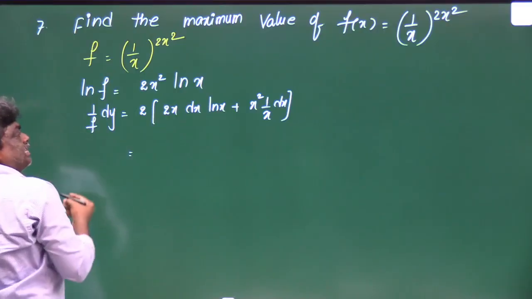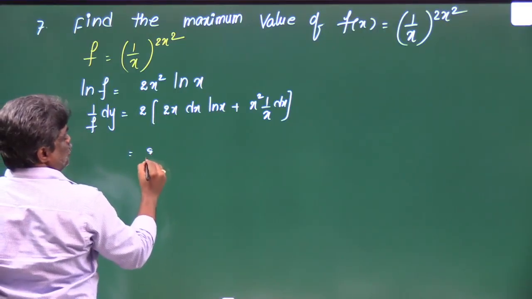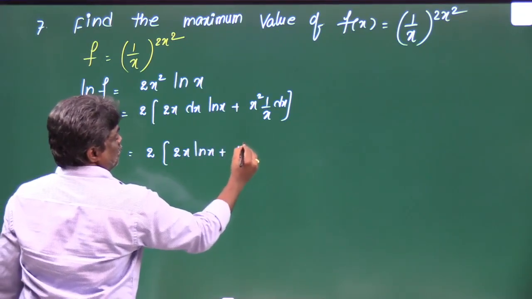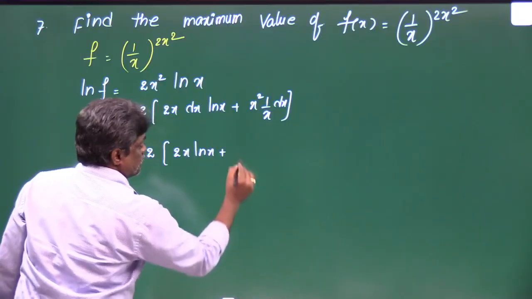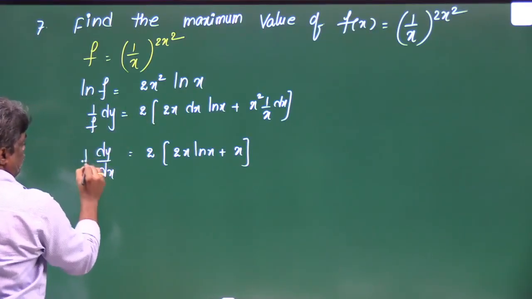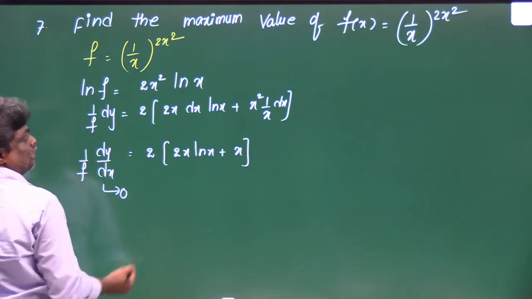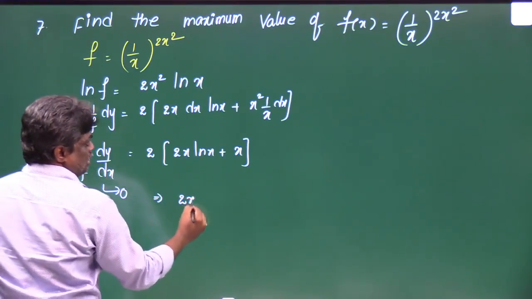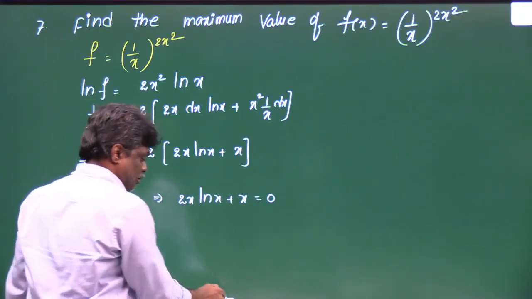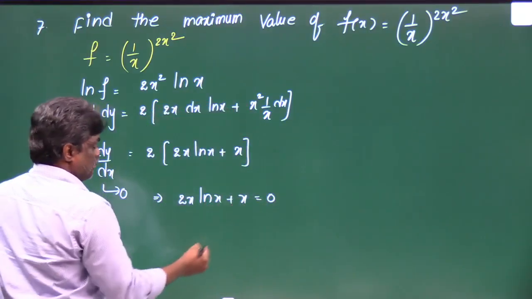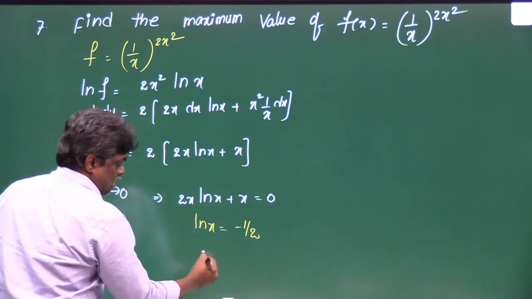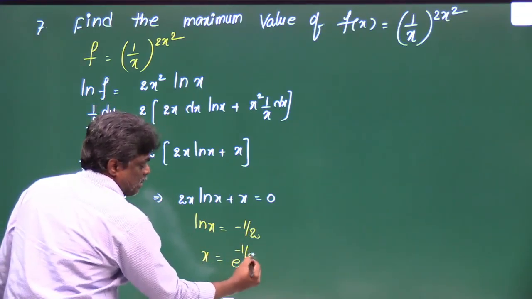So dx you can bring this side, and finally here I am getting a 2, and this is 2x log x plus 1, sorry, this is x. So you can bring this df this side, that is dy by dx, and here 1 by f. So this first derivative is equal to 0. So we can say 2x log x plus x equal to 0. I request you do it yourself, don't copy, and bring that side. Finally log x equal to minus 1 by 2, and x equal to e raised to minus 1 by 2.